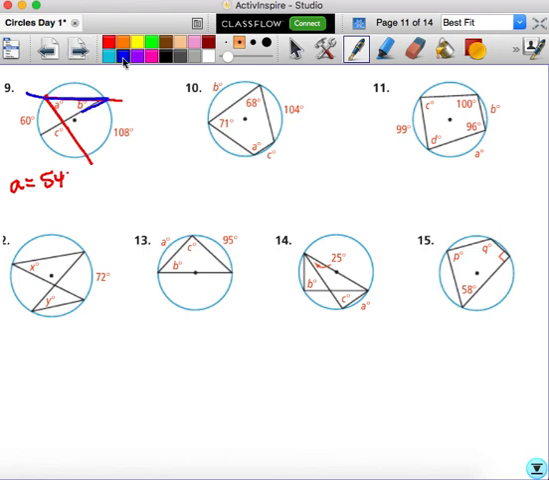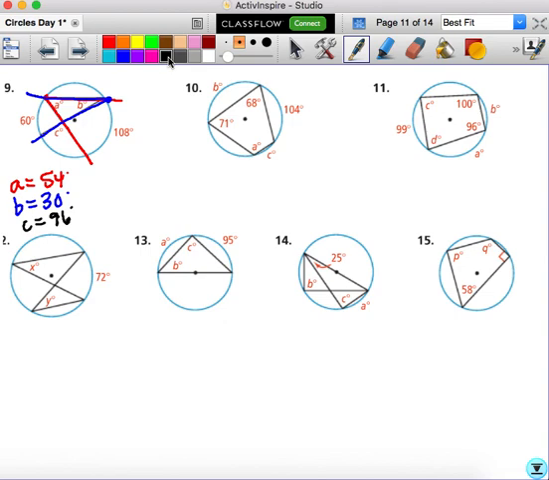B has its vertex sitting on the circle as well, and it opens up to the intercepted arc of 60. So B is 30 degrees. And then if I look at that, I've got 54 and 30 that are representing these 2 angles right here inside of that triangle. So if I do 180 minus the 2 that I've already found, I should be able to find angle C. So C should be 96 degrees.